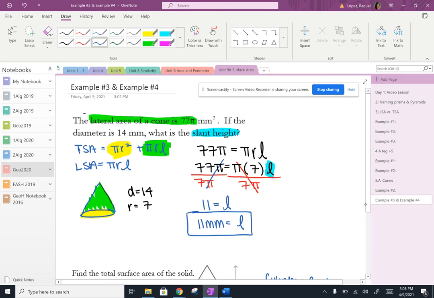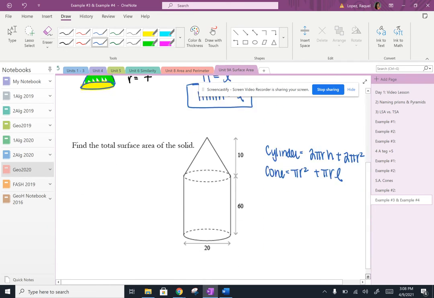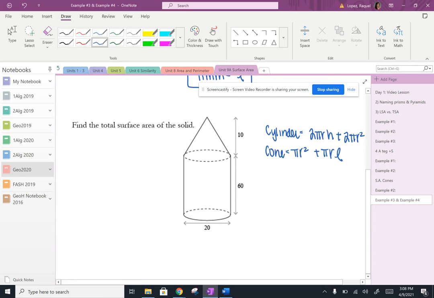All right, let's go ahead and do example 4. So in example 4, we're looking for the total surface area of the solid. And it looks like I've got a cylinder on top of a cone. So I'm going to need the lateral surface area of my cylinder. The lateral surface area of the cylinder is going to be this 2 pi RH. I'm going to need the lateral surface area of the cone, or just pi RL. And then I also just need this bottom base because that's also something that's going to be showing.